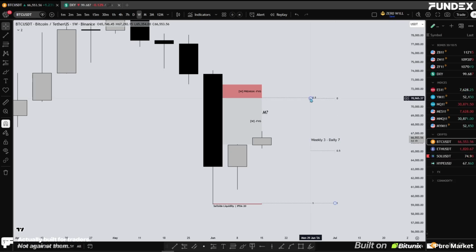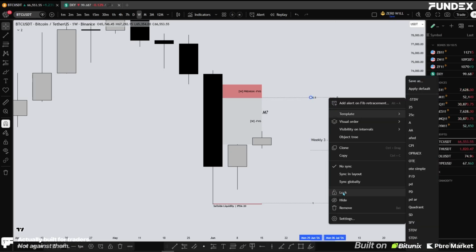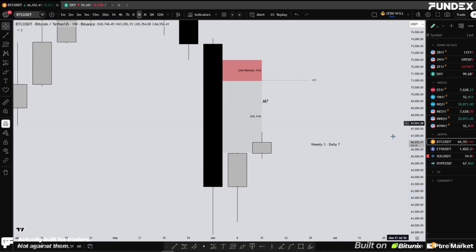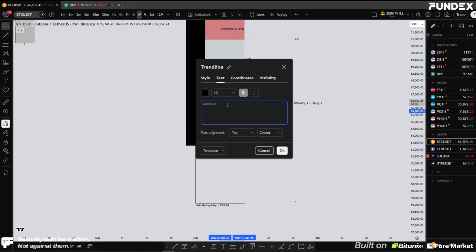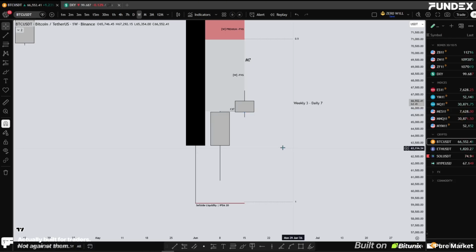So with that being said, we already gotta start thinking about the idea that we may get a weekly C2 here, especially with the analysis that we have on the dollar. That's my personal opinion of how I would like to see that transpire. A C2 of the previous weekly high.